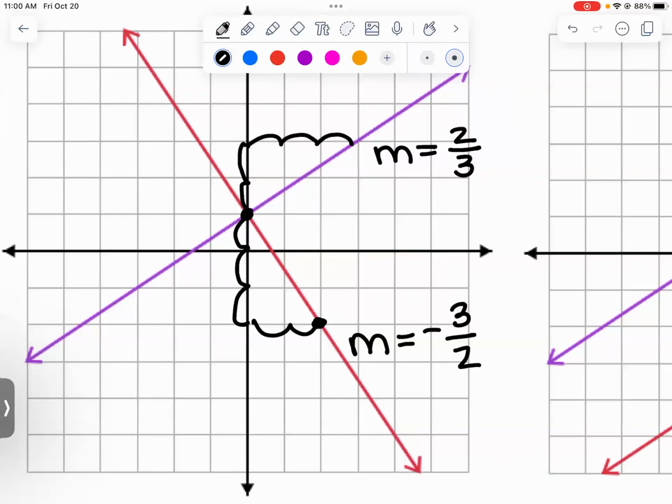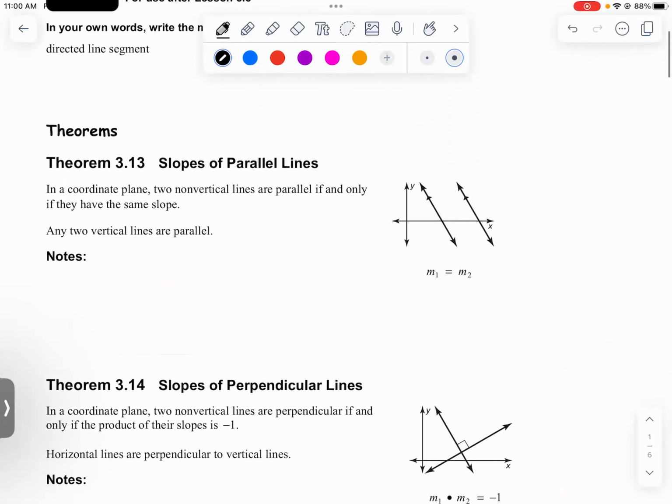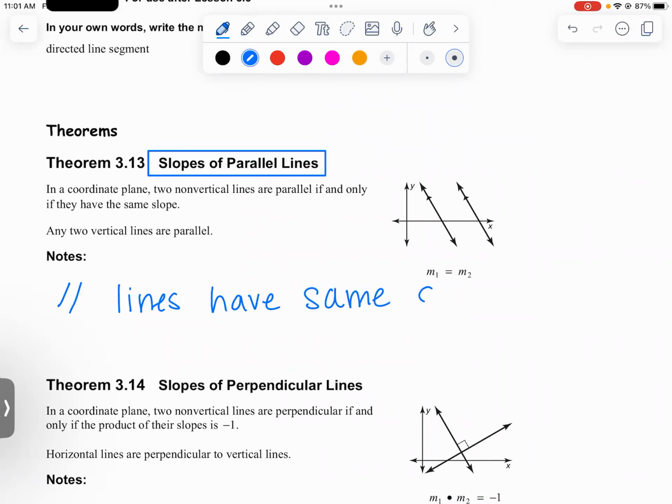Okay, so let's go to page 88, shall we? Right here, slopes of parallel lines. What's true about slopes of parallel lines? Any 2 vertical lines are parallel. No, 2 non-vertical lines are parallel if and only if they have the same slope. Okay, parallel lines have the same slope. You need to know that.